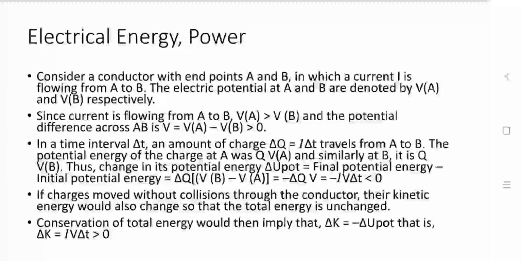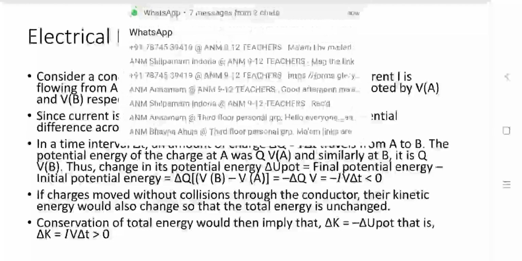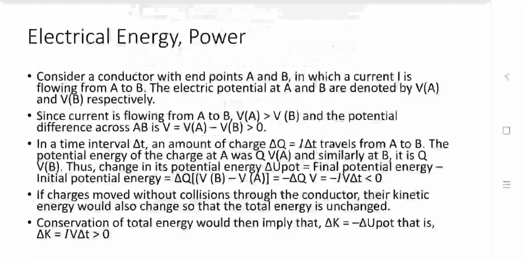In a time interval delta t, for example, delta q charge is moving. I equals q by t, so q equals I into t. So delta q equals I into delta t. That amount of charge can be moved from A to B. So the potential energy at point A is q into V_A, and at point B, q into V_B. So the potential energy difference is final potential energy minus initial. So delta q (V_B minus V_A), that is minus delta q V, meaning minus I V delta t, which is less than 0.